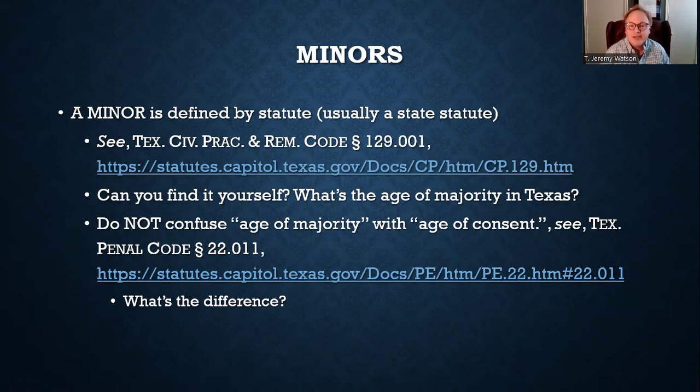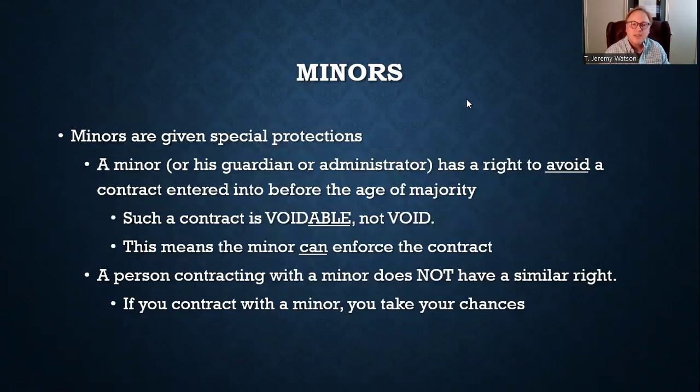And so make sure you're looking at the right one. Don't embarrass yourself. If you go to work and somebody wants to know what the age of majority is in Texas because they have a contract claim, don't go look up that section of the Penal Code, okay? Because that just has to do with consent in adult situations, doesn't have anything to do with contracts, all right? Here's the thing, though.